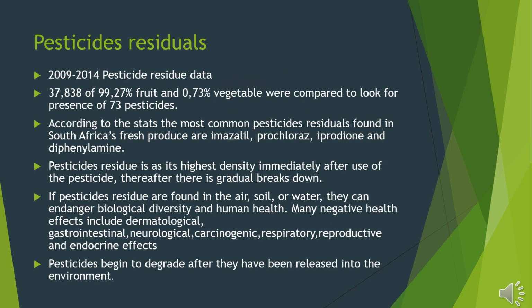Pesticides residuals. So we conducted data and those are the results that we got. According to the stats, the most common pesticides residuals found in South Africa's fresh products are imazalil, prochloraz, iprodione, and diphenylamine. Pesticides residue is at its highest density immediately after use of pesticide. Thereafter, there is gradual breakdown. If pesticides residual are found in the air, soil, or water, they can endanger biological diversity and human health. Pesticides begin to degrade after they have been released into the environment.